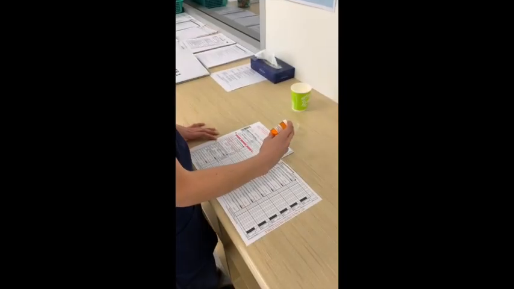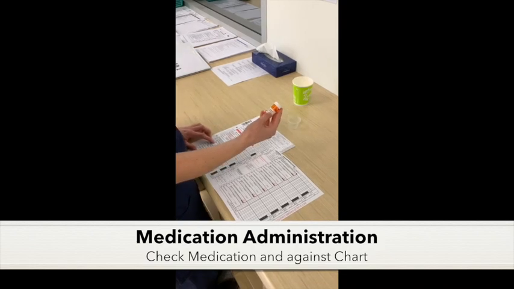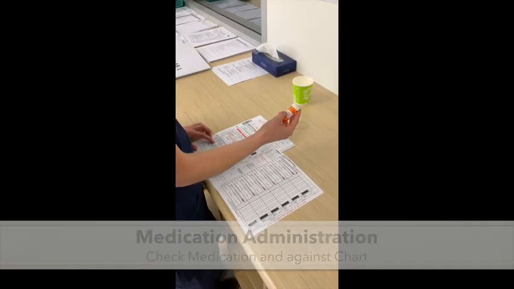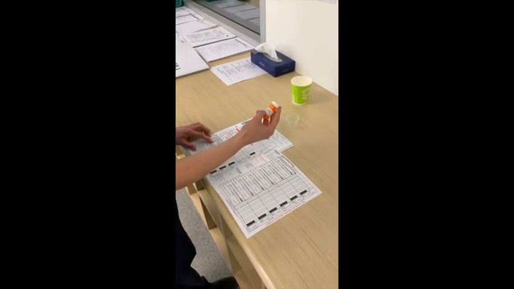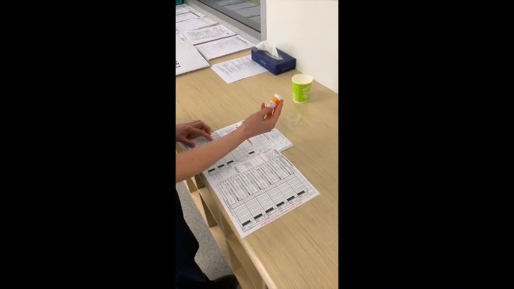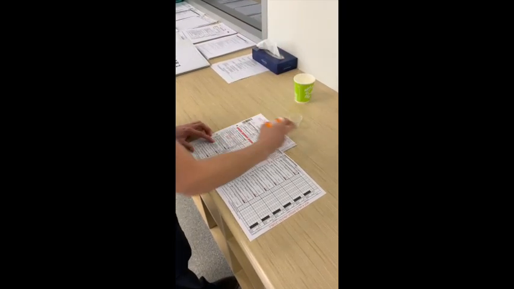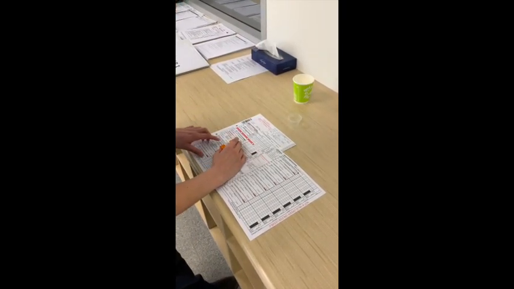Okay, so based on my calculation, I need 2 tablets to give the dose of 1 gram. So here we can see it's paracetamol, tablets of 500 milligrams, expiration date, it's in date. We've looked at the medication, it looks all good. So now we're just going to check it definitely against the chart.